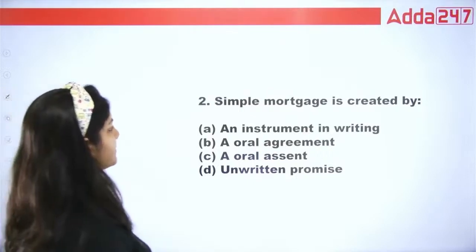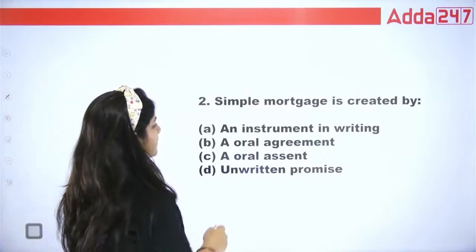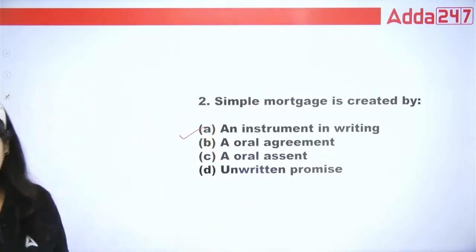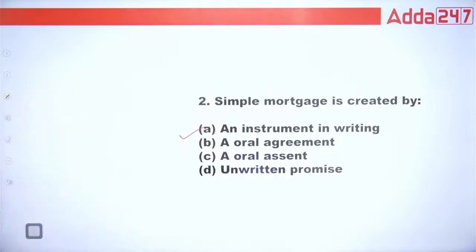So what is the right answer? The simple mortgage is created by instrument in writing. So second, A is the right answer. Excellent.